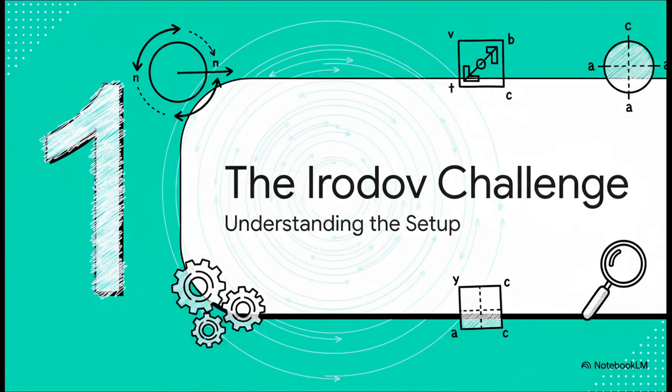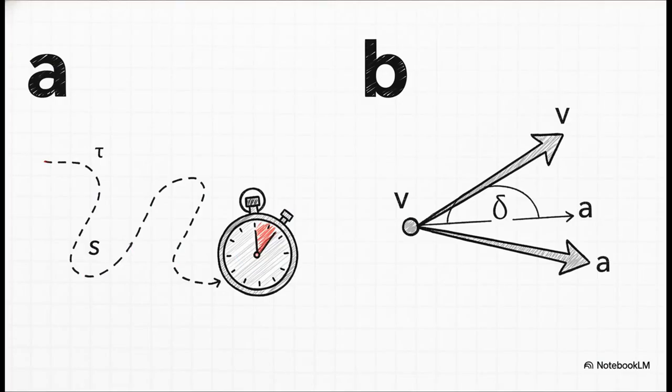First things first, let's really unpack this challenge. With Irodov problems, you've got to be super precise. So let's get crystal clear on what we actually need to find. The problem's really asking us for two things. For part A, we need to figure out the total distance this thing actually travels in a certain amount of time tau. And for part B, we need to find the angle between its velocity and its acceleration. This second part is really cool because it tells us a lot about the fundamental nature of the motion itself.